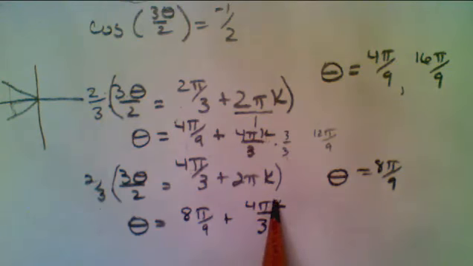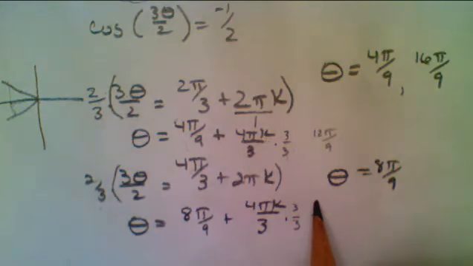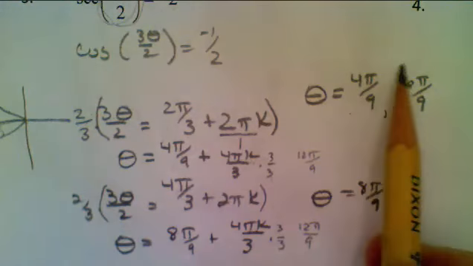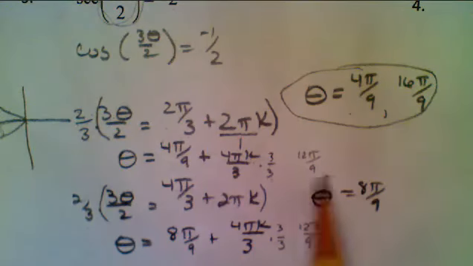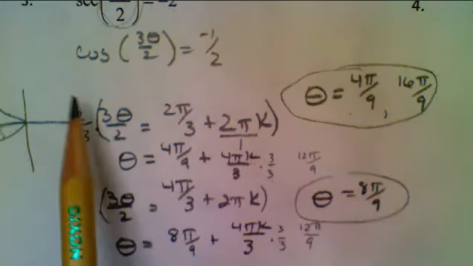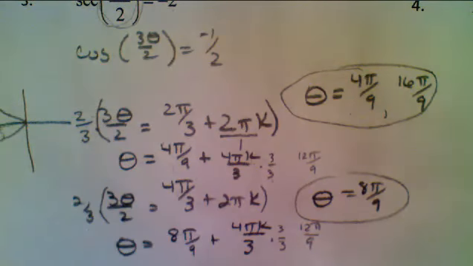If I put in k as 1, I'd be adding, if I multiply by 3 over 3, 12 pi over 9. That's when k is 1. And if I take 8 pi over 9 plus 12 pi over 9, I get 20 pi over 9. That's too big. Remember, 18 pi over 9 is 2 pi. So I only have one answer down here. I had the two answers up here. So in total, I have 3 answers, which kind of corresponds to that 3 right there.